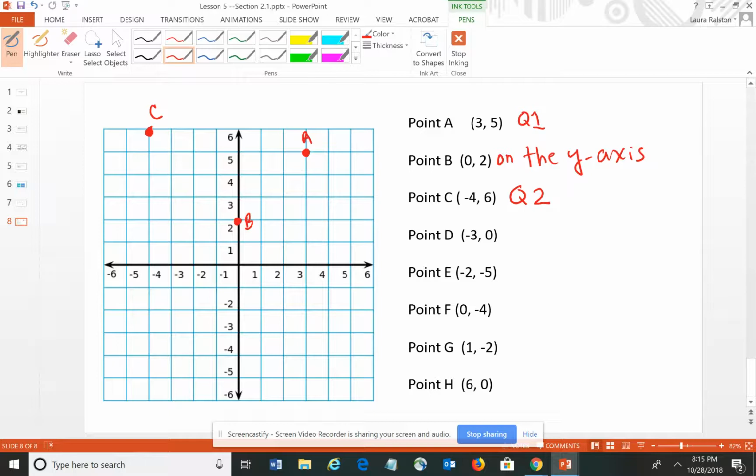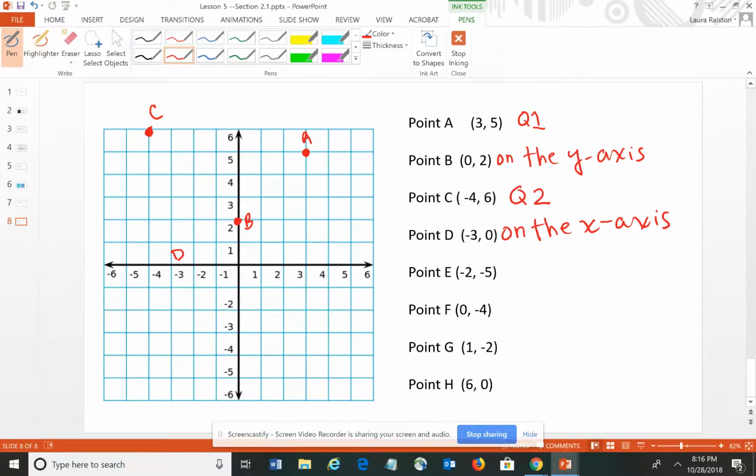Starting with point D, again, I'm back at the origin for my starting point location. It tells me to move 3 to the left, -3, 0. So 3 left, 1, 2, 3. And 0 indicates not to move any up or down. So here would be point D. And point D is on the x-axis.